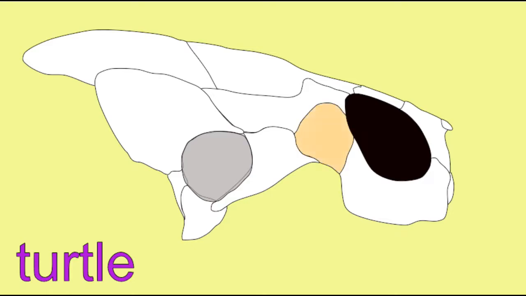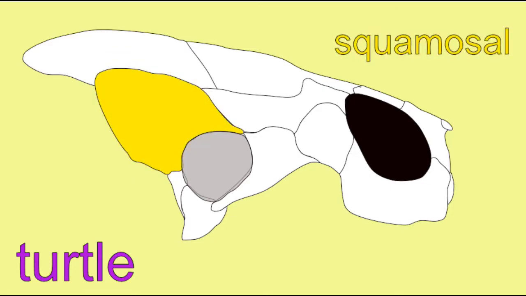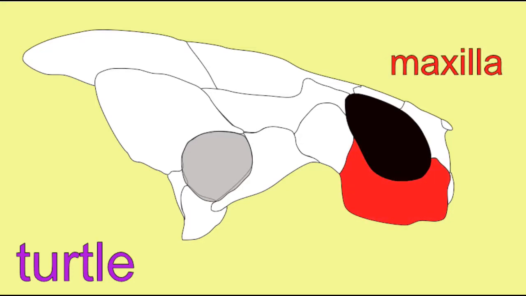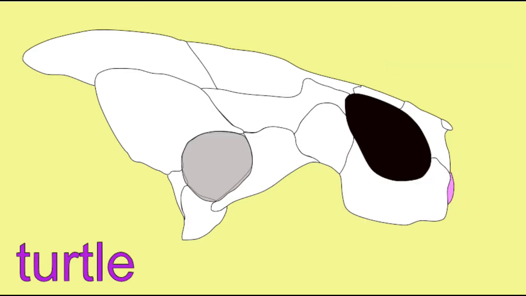The jugal bone, the homologue of the human zygomatic bone, and the squamosal bone, which is part of the mammalian temporal bone. These are both visible from the lateral view. The jaws are composed of the maxillary bones and premaxillary bones, although they no longer bear teeth.